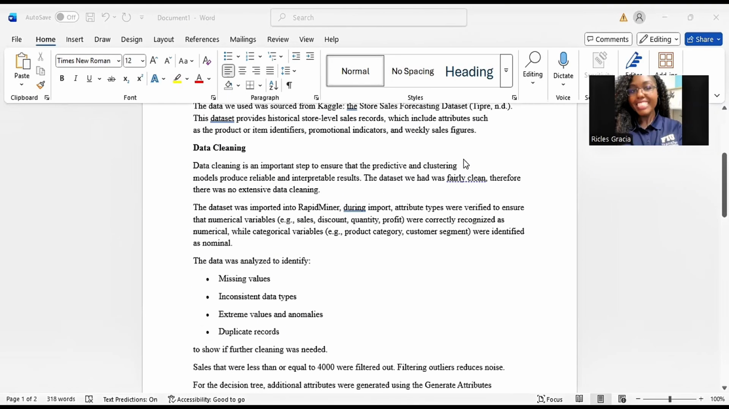The data that we downloaded was pretty clean, and we know that data cleaning is an important step to ensure that predictive and clustering models produce reliable and interpretable results. So we definitely made sure to clean as much as possible. The data set was imported into RapidMiner, and during import, the attribute types were verified to ensure that numerical variables were correctly recognized as numerical, while categorical variables were identified as nominal. The data was analyzed to identify missing values, inconsistent data types, extreme values and anomalies, and duplicate records.